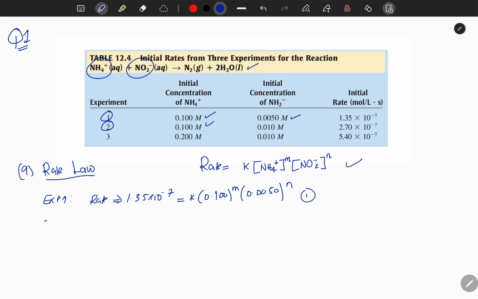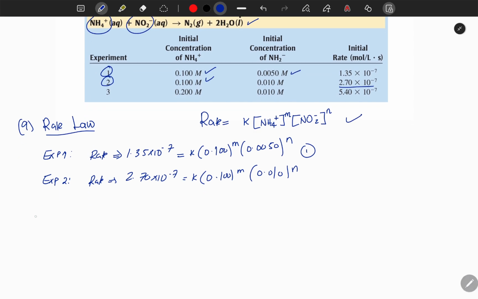We go to experiment 2. Our rate is 2.70 multiplied by 10 to the power negative 7, equal to k. We're still getting 0.100 to the power m and 0.010 to the power n. So these are going to cancel so that we can find n alone. Do you know what we can do here? We can now find the ratio, rate 2 over rate 1.